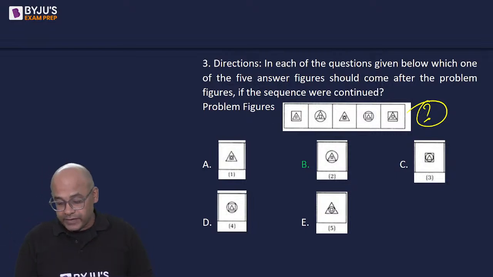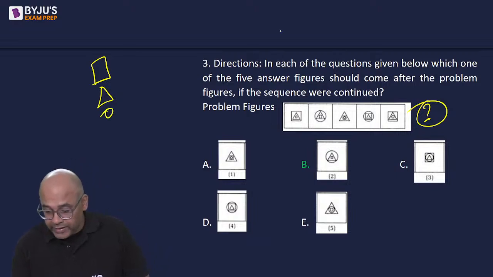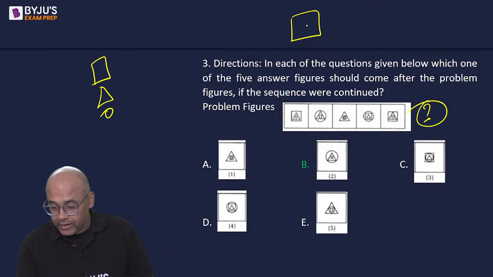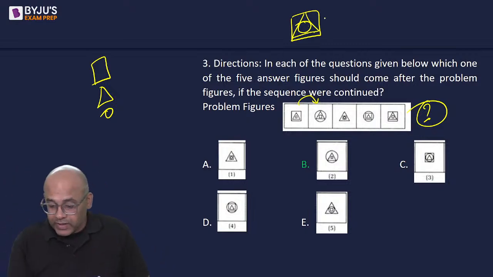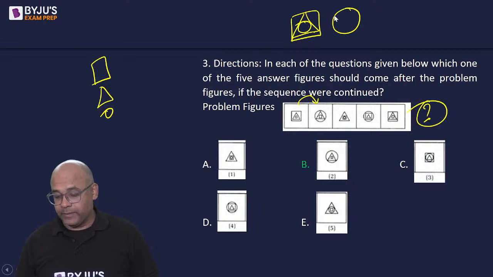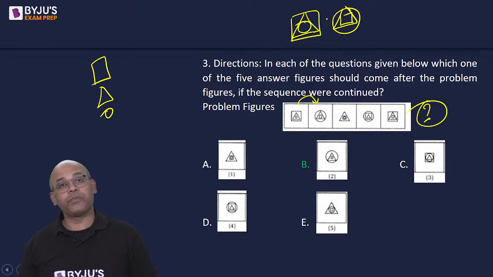Firstly, there are three figures. You have a square, you have a triangle, and you have a circle. The first one is a square. Inside a square you have a triangle, and inside a triangle you have a circle. When you move, the innermost became the outermost. So the circle came out. Circle is outside. Then the middle stayed as middle, and the outermost came inside.